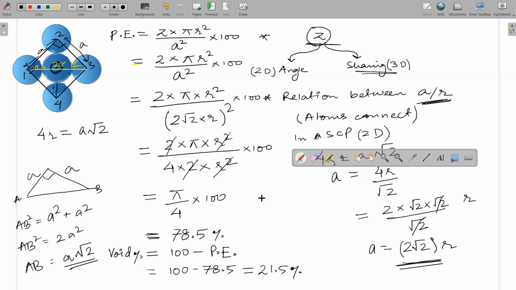If you have a calculator, Ahmed, you have a calculator? Yes, sir. In that you can write pi. Just do pi by 4. Don't write 22 by 7 into 4. Write pi by 4.